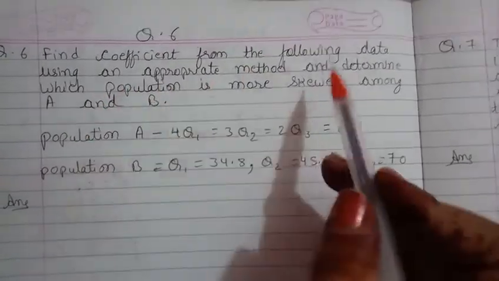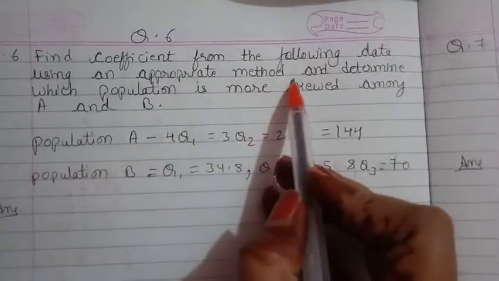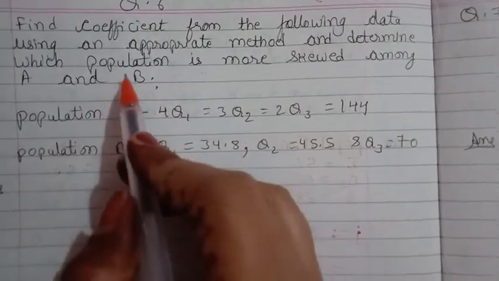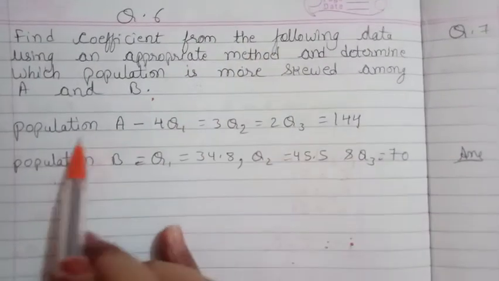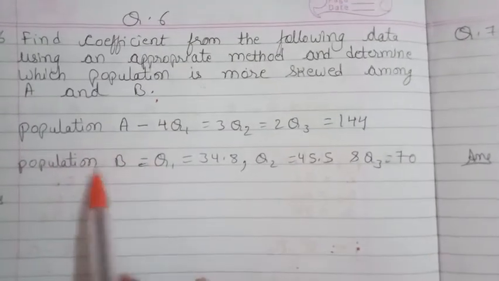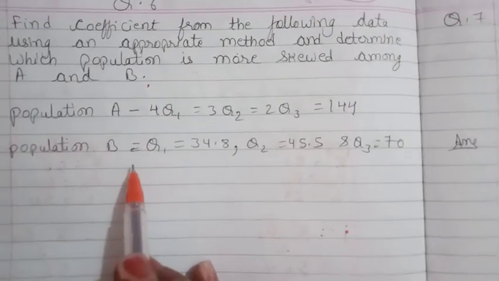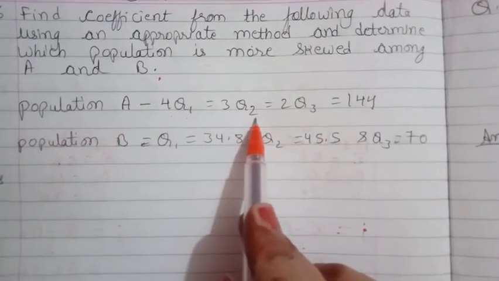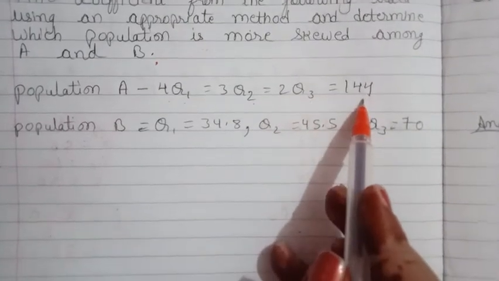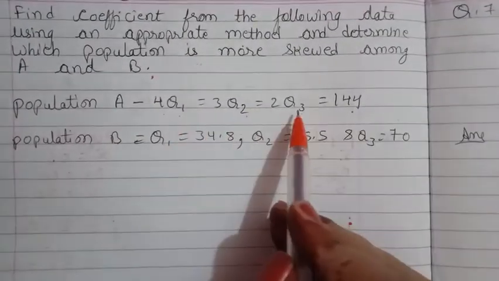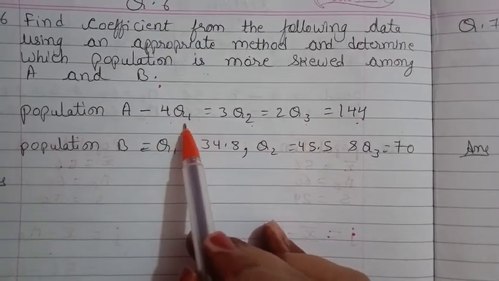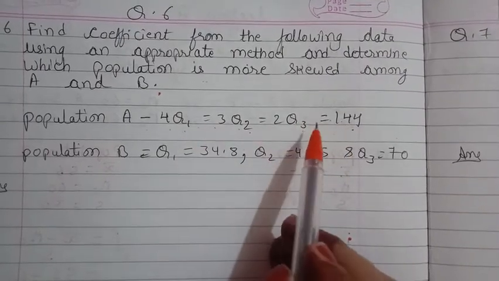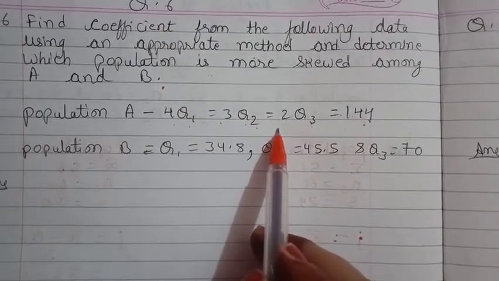Next question, find coefficient from the following data using an appropriate method and determine which population is more skewed among A and B. Now here we have to use the appropriate method. Two populations data is given, that is population A and population B. For population A, 4Q1 is equal to 3Q2 is equal to 2Q3 is equal to 144. Means directly they have not given to us, but we can easily find out. That is Q1 is equal to 144 divided by 4, Q2 is equal to 144 divided by 3, and Q3 is equal to 144 divided by 2.